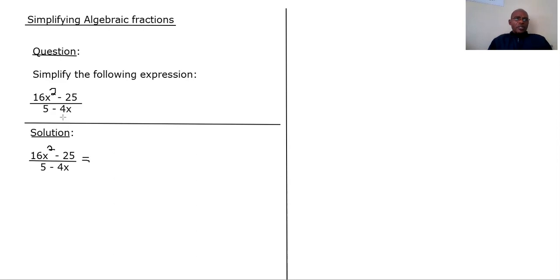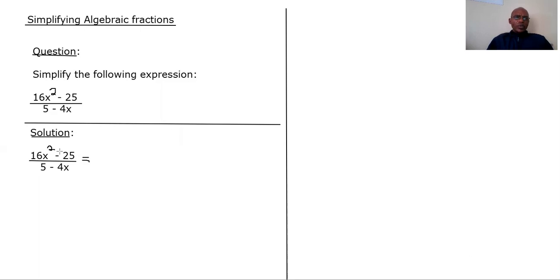Now, I've just copied this expression down here so that we can simplify it. Our first term in the numerator is 16x squared, and the second one is negative 25. If we check the two terms in the numerator, they are both perfect squares, which means we are looking at a difference of two squares. Now, it becomes easier for us to factorize.